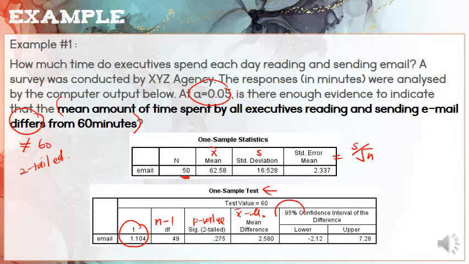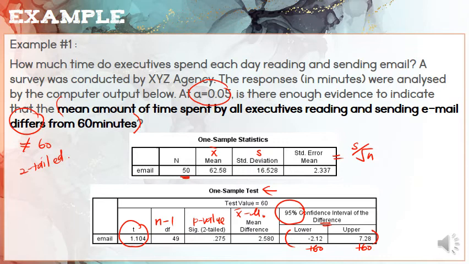And this is your 95% CI, but you need to add with 60. Kenapa? This is the difference. Kita nak cari 95% CI for the mean. Okay, so from the SPSS output, soalan tanya, is there enough evidence to indicate that the mean amount of time spent by all executive reading and sending email differ from 60 minutes?